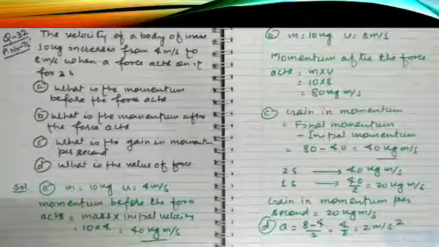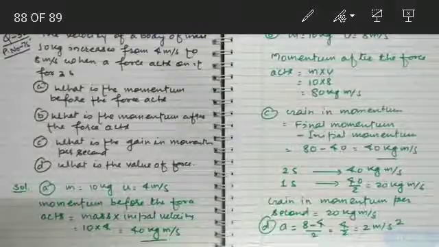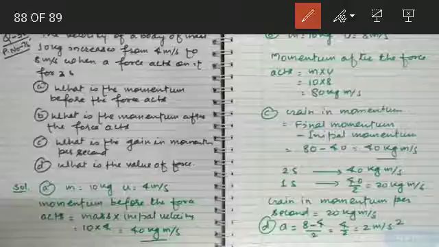Next numerical: the velocity of a body of mass 10 kilograms increases from 4 meter per second to 8 meter per second when a force acts on it for 3 seconds. First, what is the momentum before the force acts? Second, what is the momentum after the force acts? Third, what is the gain in momentum per second? And the fourth part is, what is the value of force?